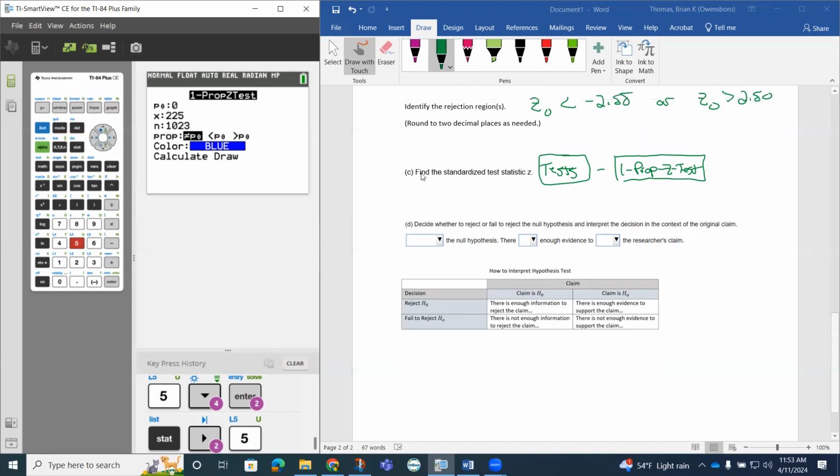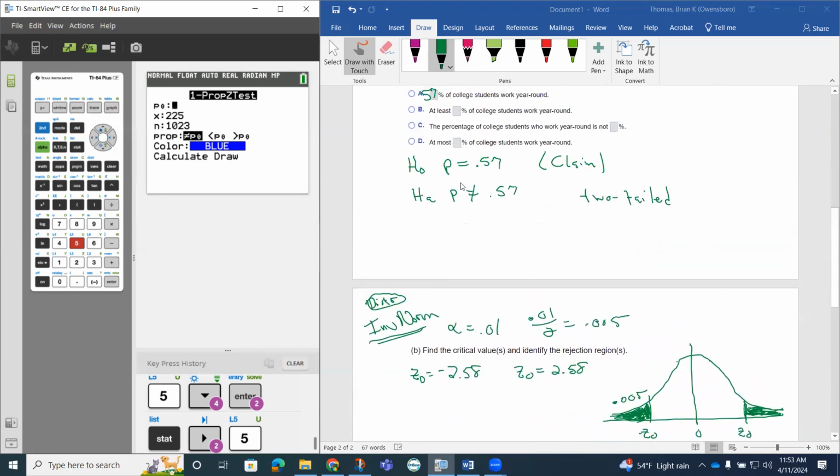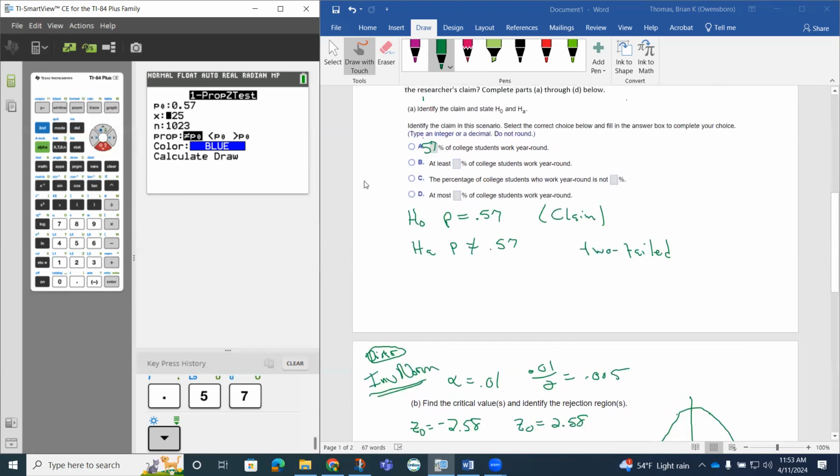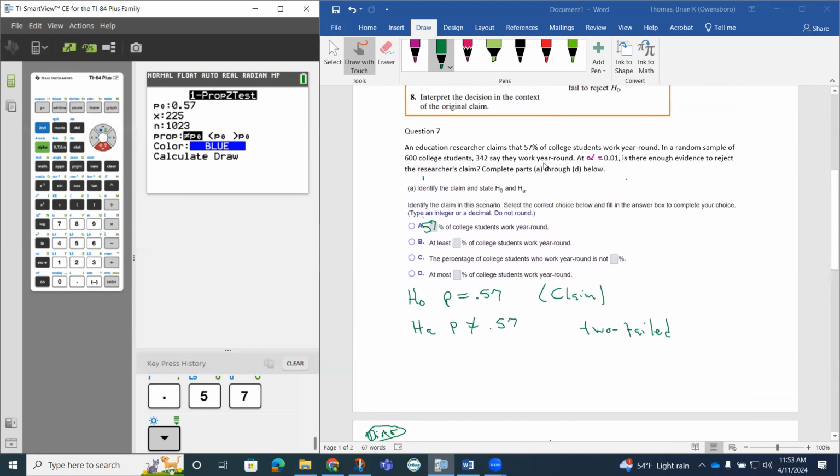We need to know the population proportion. That was the 0.57. And then the next thing we needed to know was the number of successes. Notice that in our sample of 600, 342 say they do work year round. So the 342, they gave us that. We didn't have to do any math there. But notice how there were 600 students there. And this was, it does not equal to. So it looks good.